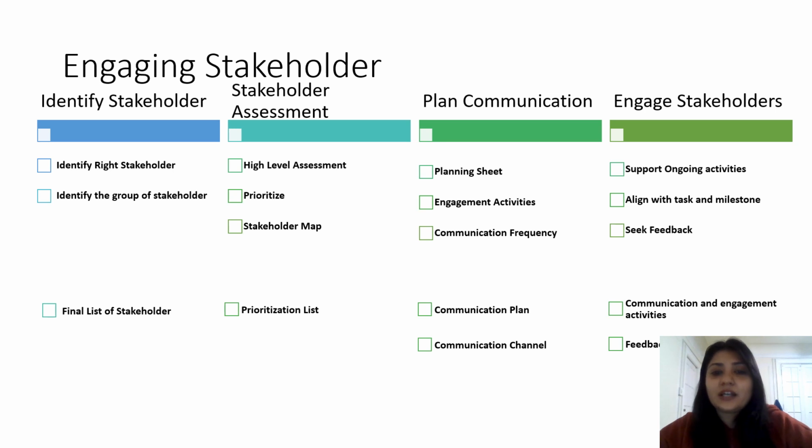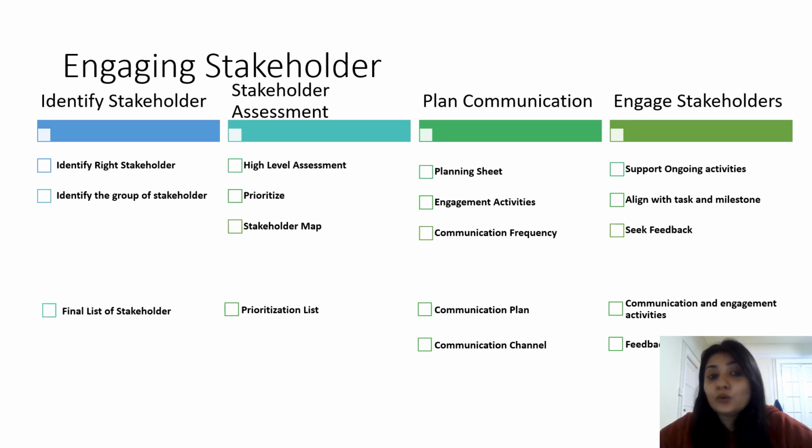And then you plan the communications. What planning the communication means is how frequently you'll engage with stakeholders, what the engagement activities are, and what type of communication channel you'll be using with stakeholders, maybe a Zoom meeting or an email or newsletter, something like that.